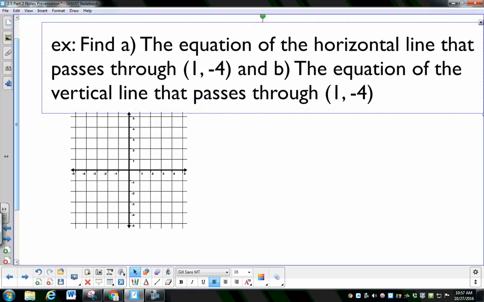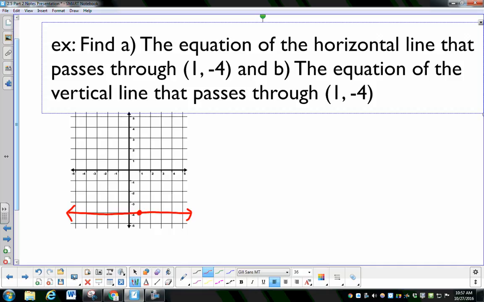All right, so what I'm going to do is put that point on a graph. I think it'd be easiest for this first example to visualize this. You're not always going to have to graph these though. So here's that point, 1, -4. So first I want the equation of the horizontal line that passes through that point. So I can easily draw that horizontal line here. And I hope you guys are making a graph in your book too.